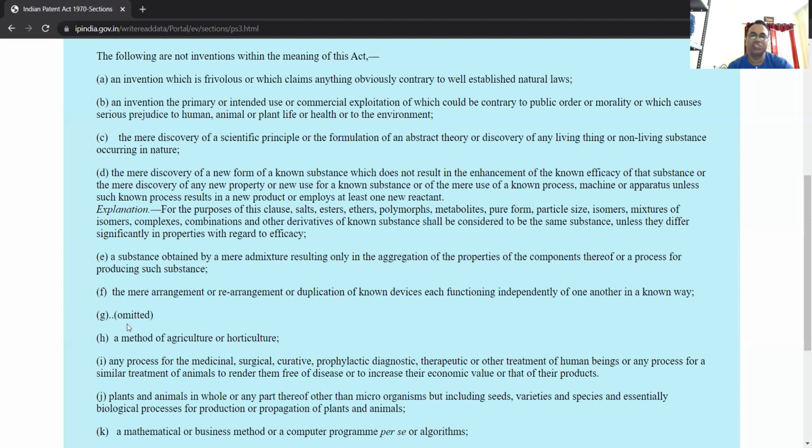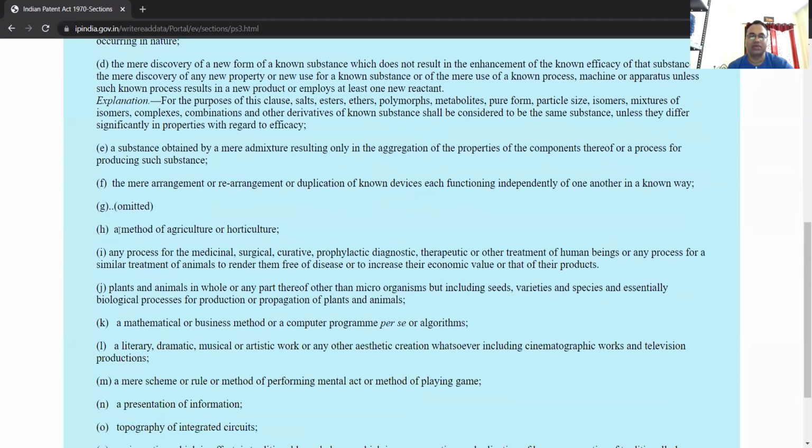Okay. Section G is omitted. Section H: method of agriculture or horticulture. Method means the process of doing it. So the idea is that you cannot go to the farmer, and the farmer will not infringe any patent. You cannot stop the farmer from doing something. Therefore, a method is not patentable.